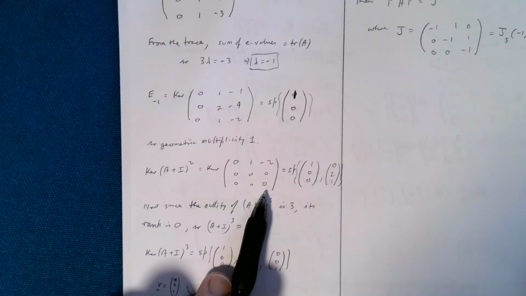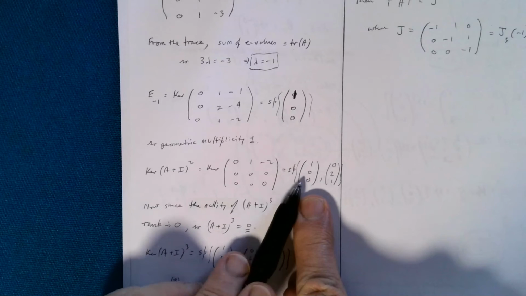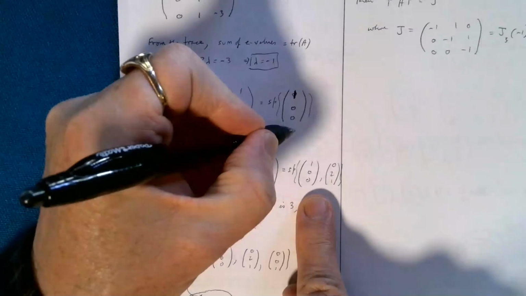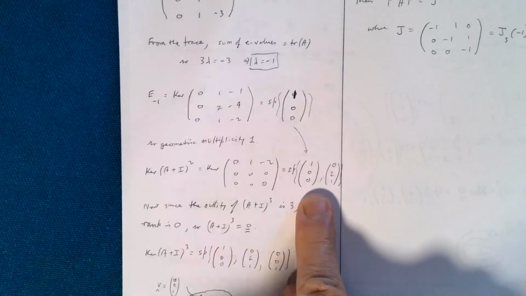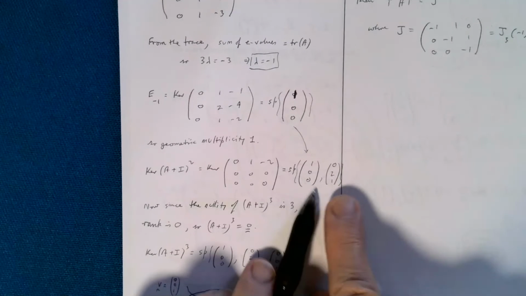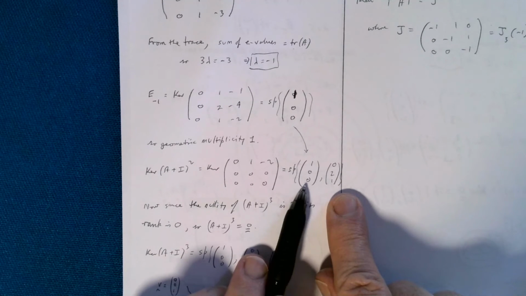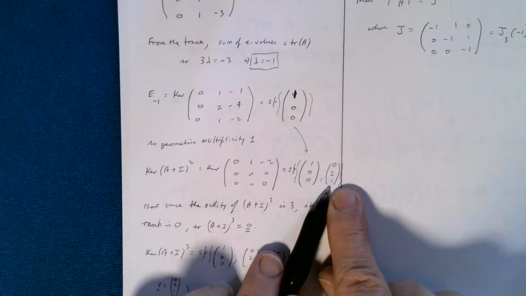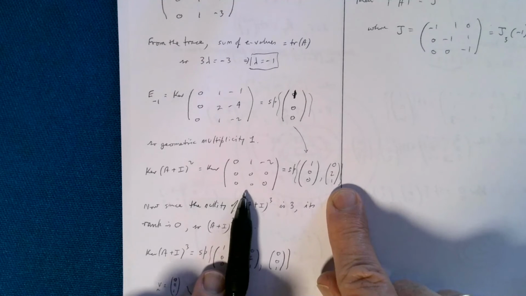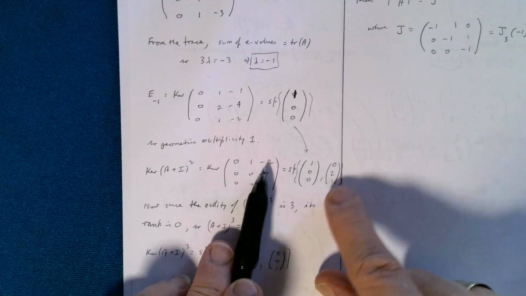Now we already know one of them, so I copy that one down, I may as well keep that one. And then I pick another one that's linearly independent with this one, but is also in the kernel of this matrix. And so if you take 0, 2, 1 will do the trick.